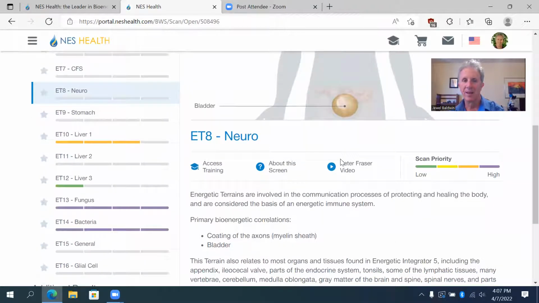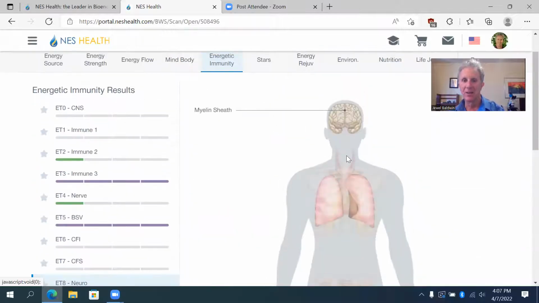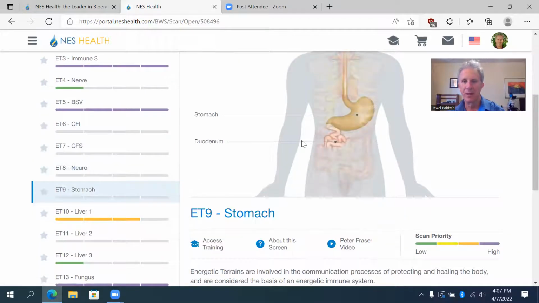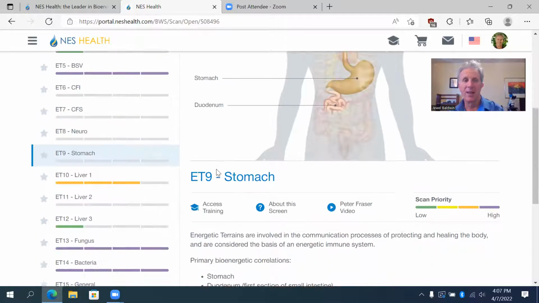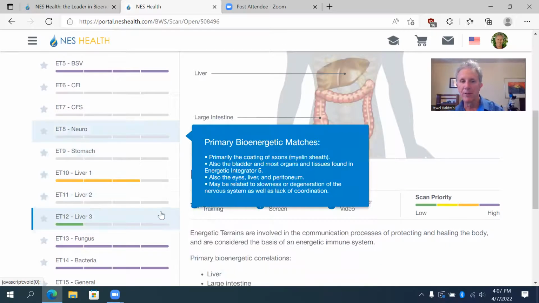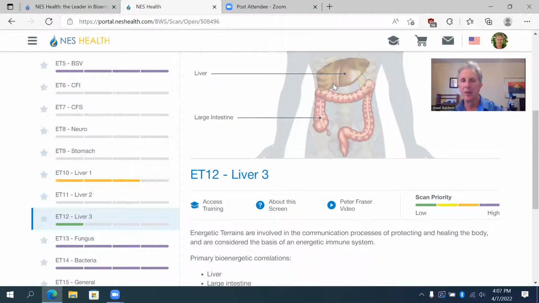ET8 is coating of the axons, the myelin sheath. Again, this is the nervous system, the myelin sheath. This is big for people. This is important. Stomach terrain is next. So that's up to the digestive tract. And then we have 3 liver ones, 1, 2, and 3. These are 3 liver terrains, include the intestines too.